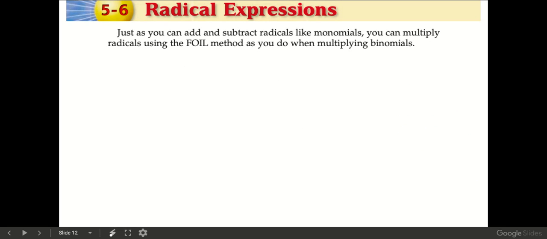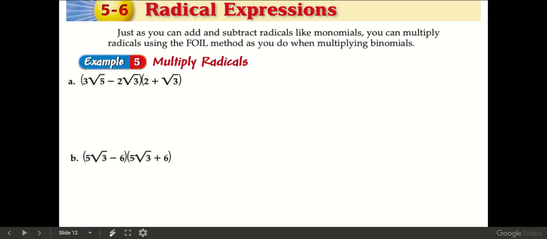Let's look. Just as you can add and subtract radicals like monomials, you can multiply radicals using the FOIL method as well. So let's look at these. Here I have 3 radical 5 minus 2 radical 3 times 2 plus 1 radical 3. So let's go ahead and take a look at this one.